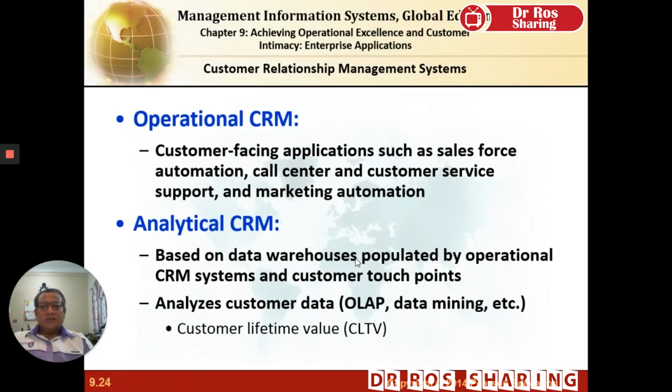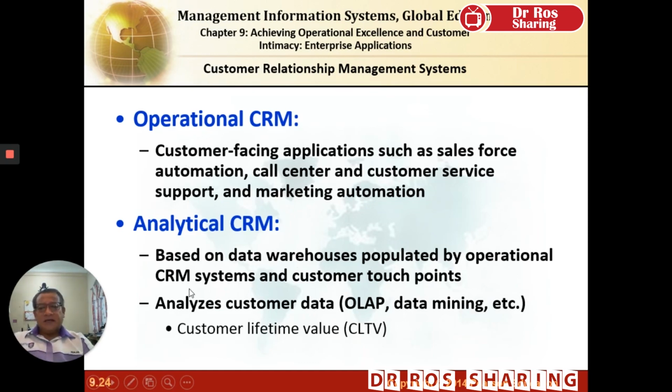CRM has two types. One is operational CRM. Operational CRM is a day-to-day routine task, liaising with customers as far as their purchase, as far as their needs for spare part replacement, as far as call center. These are the typical operational CRM. This is to maintain the day-to-day kind of operation.